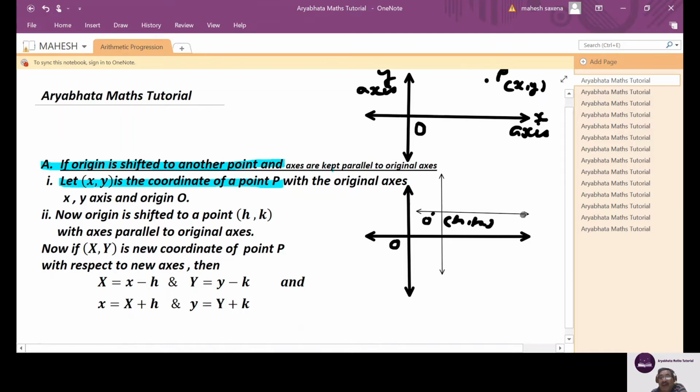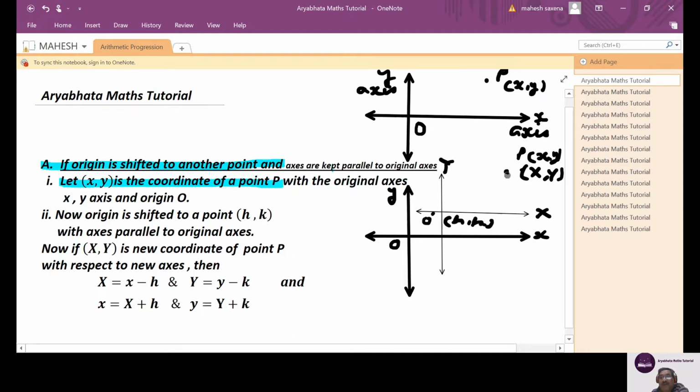The line parallel to the x-axis is the capital X-axis and the line parallel to the y-axis is the capital Y-axis. This is the point P. Let its new coordinates be capital X, capital Y, considering O dash as the origin and capital X, capital Y as its axes.